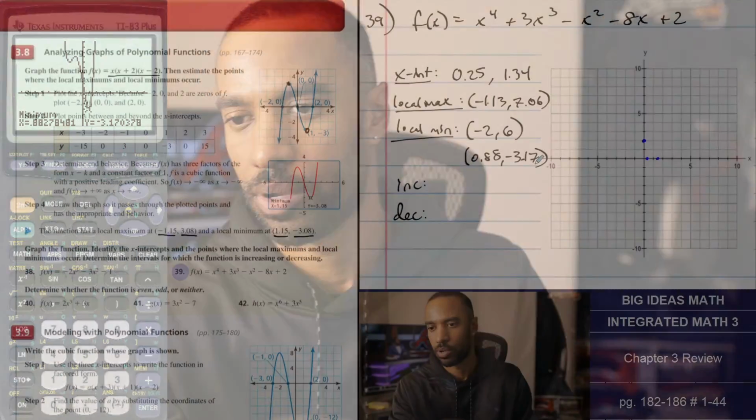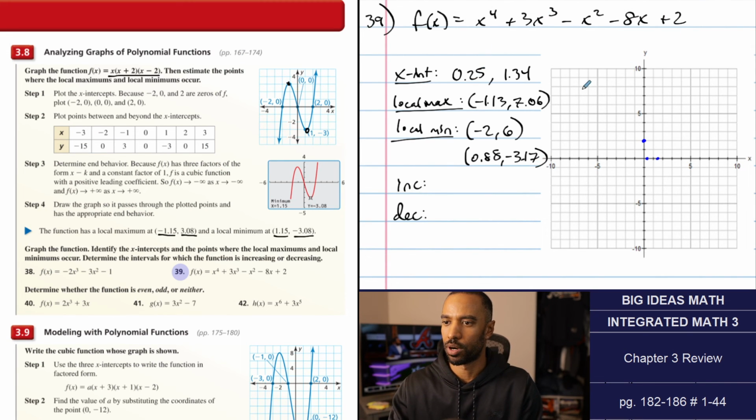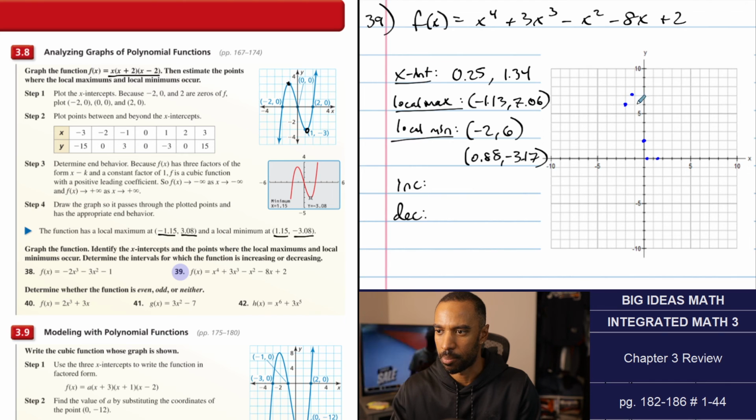Okay, so here are the points we're going to plot: 0.88, -3.17. Then -1.13 and 7.06, a little bit right there-ish, right? There's not much to it there. That's a local max, keep that in mind. -2.6 is a local min right here. So it's going to come down there, bottom out, top out there, hit down here. It's going to bottom out at 0.88, -3.17, probably about there-ish.